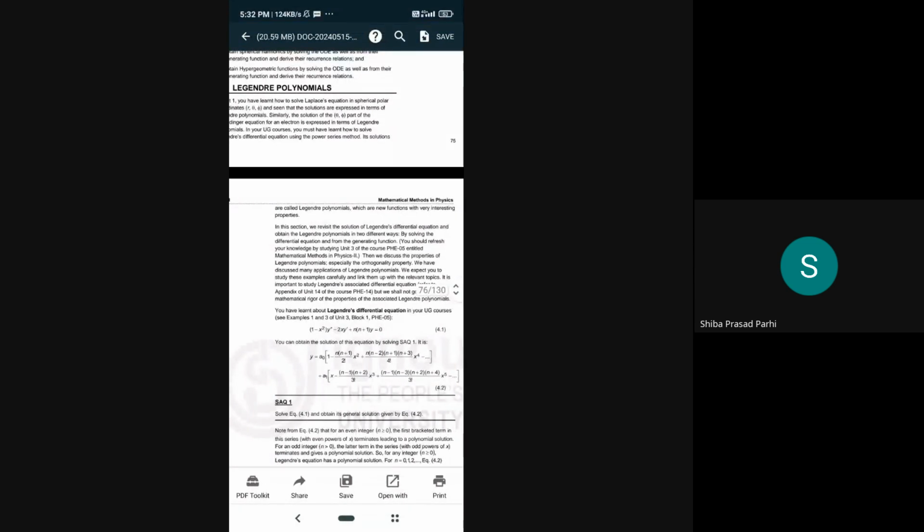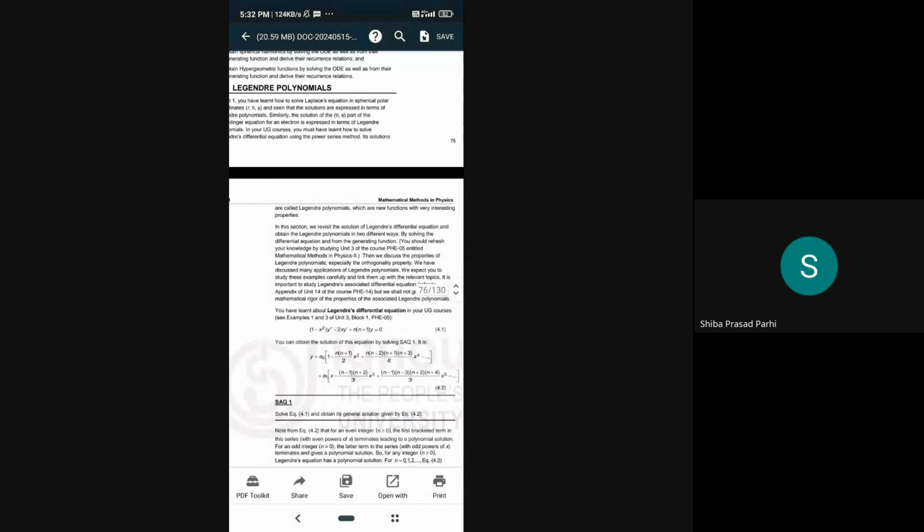In the material which Dr. Panigrahi sir has forwarded, it will be L into L plus 1. As both are constants, L is a constant, n is a constant, just the notation is different, so both are the same. Now this can be solved by using the Frobenius method.